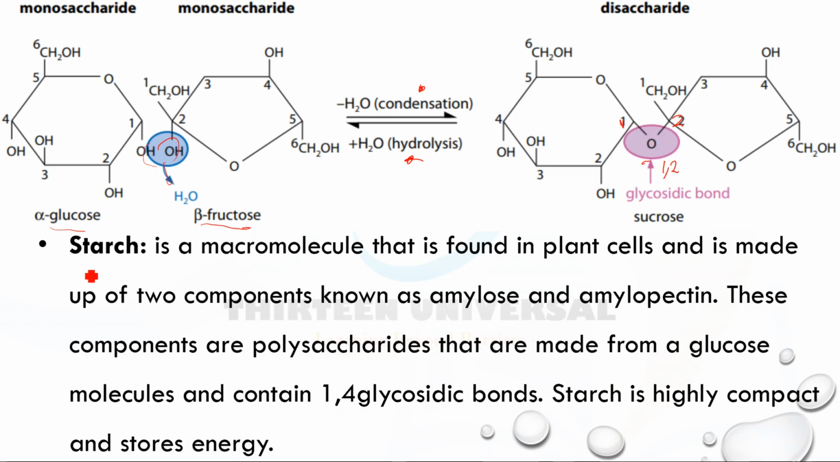Let's come to polysaccharides. One of them is starch. Starch is a macromolecule found in plant cells. One thing is very important. When you are dealing with starch, starch is a storage molecule. A storage molecule is a polysaccharide. Starch is a glucose store. Very important: a glucose store in plant cells.